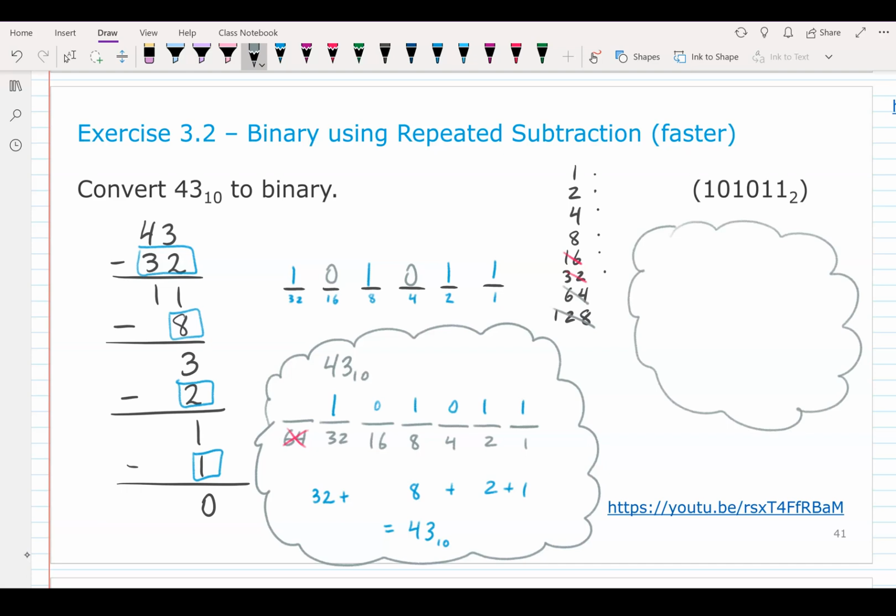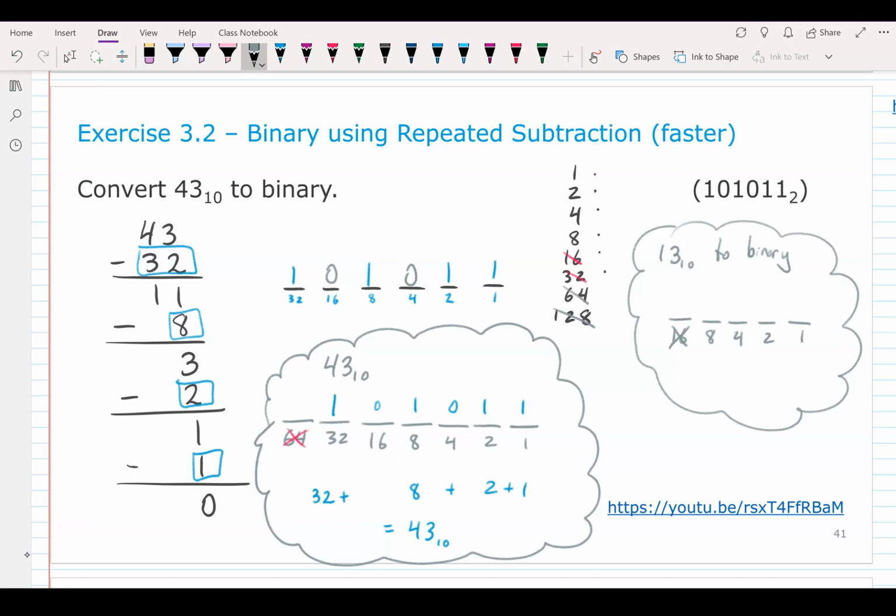Something simpler. What if you wanted to make the number 13? Convert it to binary. Again, just write out your numbers: 1s, 2s, 4s, 8s, 16s. Well, 16 is too big, so we can't use it. What way can you combine 8, 4, 2, and 1 to make the number 13?